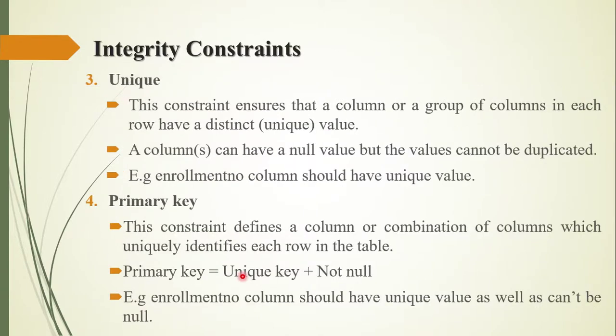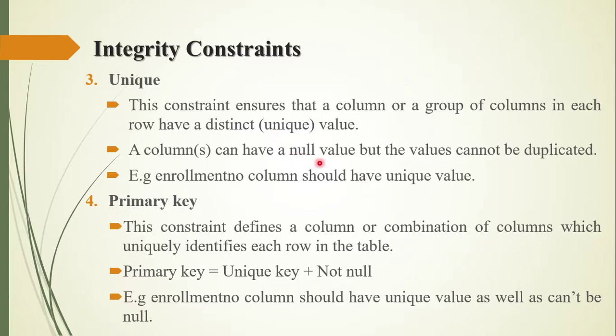Now next is unique. This constraint ensures that a column or a group of columns in each row has a unique value. Okay, a column can have a null value, but the values cannot be duplicated. For example, enrollment number. Every student has an enrollment number, and each and every student's enrollment number is unique. So if I have a database of students in which one column is enrollment number, then each student's enrollment number is different. So this is the unique constraint, in which a null value is allowed.